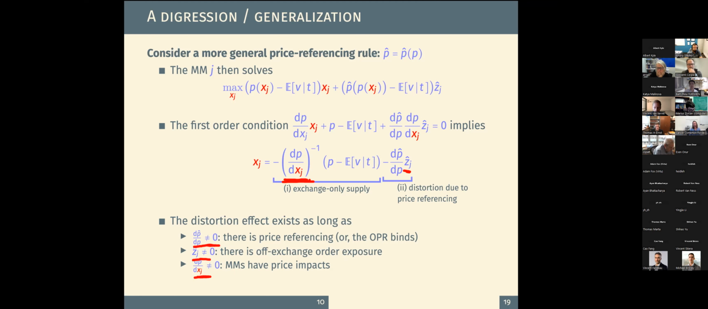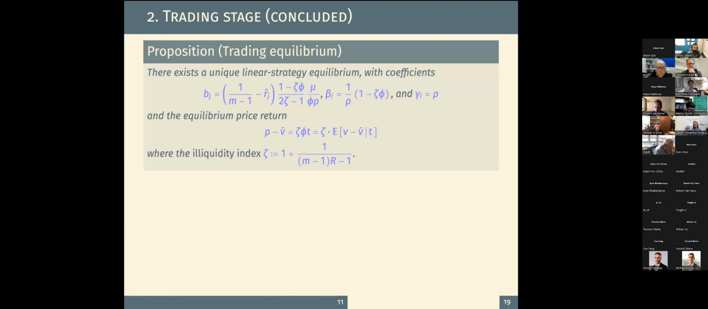Okay. So coming back, once we have these mechanisms, let's summarize the trading equilibrium. There is a unique linear strategy equilibrium with the following coefficients: b_j, beta_i, and gamma_i, all given in closed form. In particular, the price return, the market clearing price relative to the pre-trading unconditional price of the asset V bar, is given by zeta times the efficient price, so zeta times the conditional expectation of the asset price. What is zeta? Zeta is the illiquidity index that has the following expression.